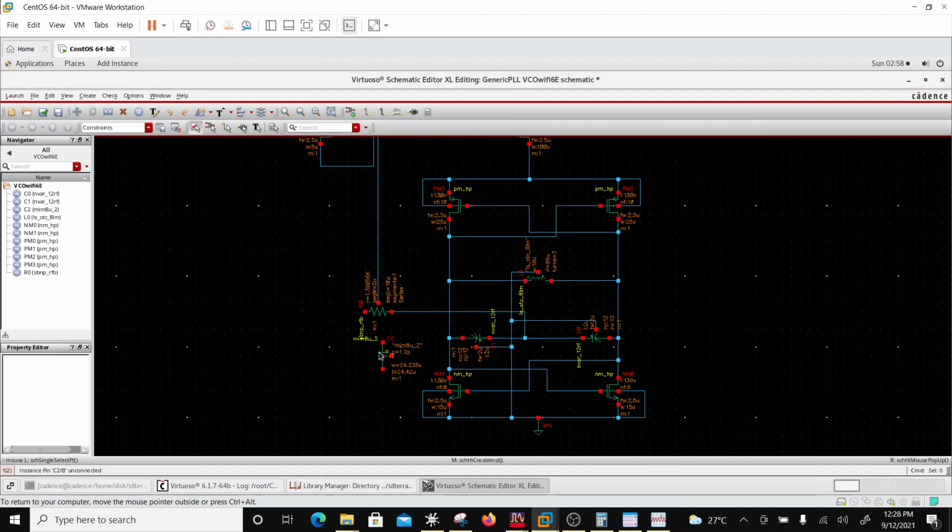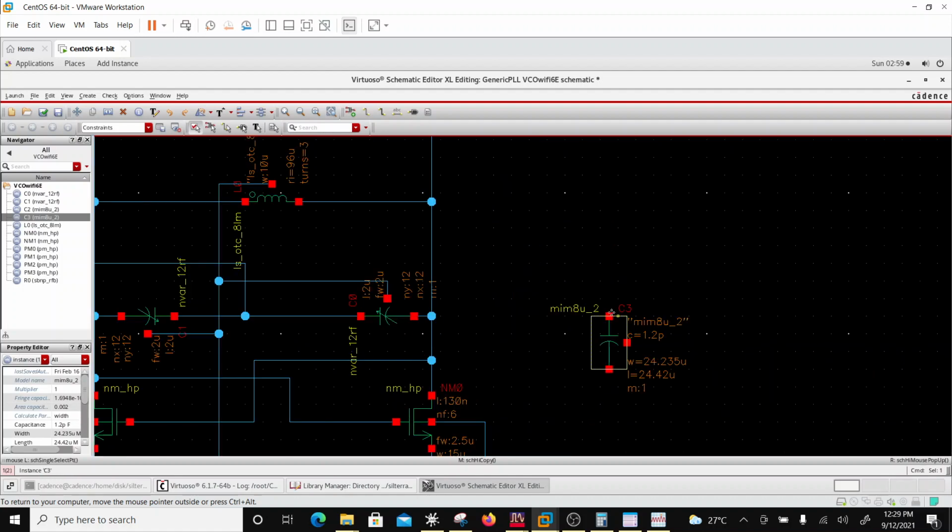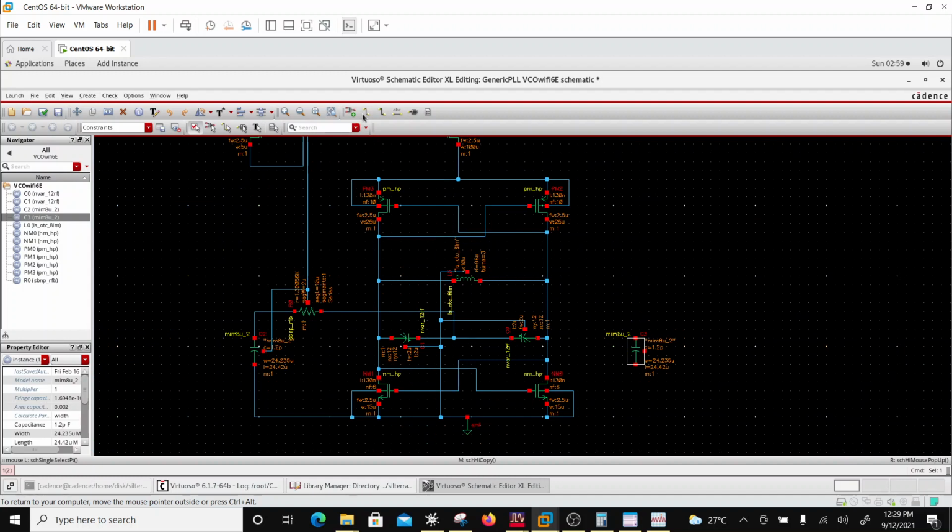And again, this guy would go to the body terminal, this one. And again I need a similar capacitor for charging and discharging, so I'm going to copy that over here, right? And I am going to make a body connection to supply.